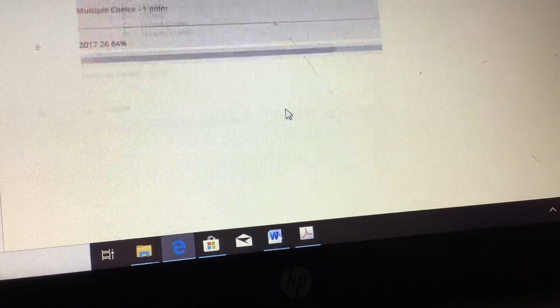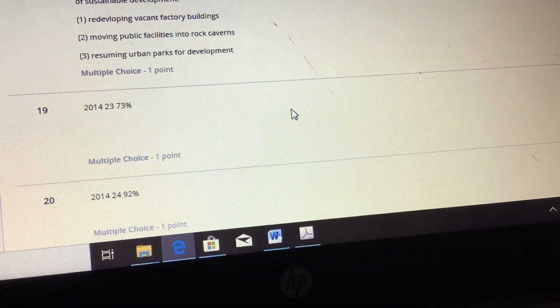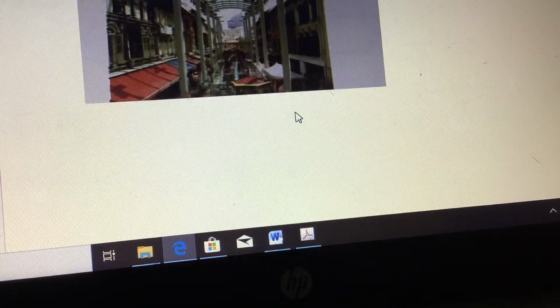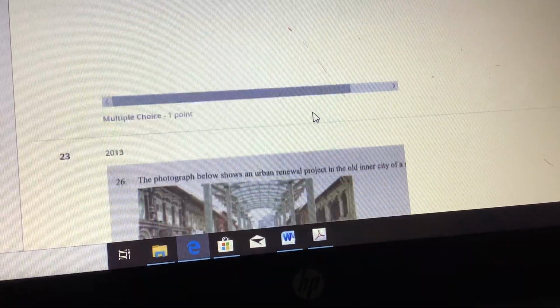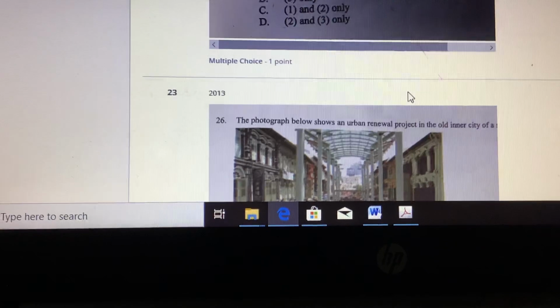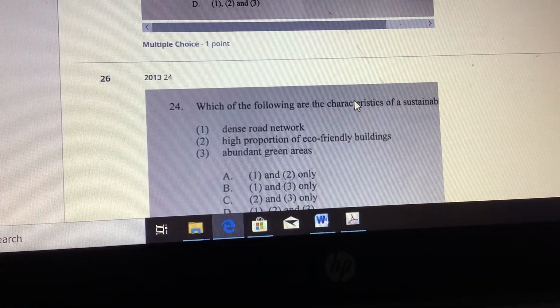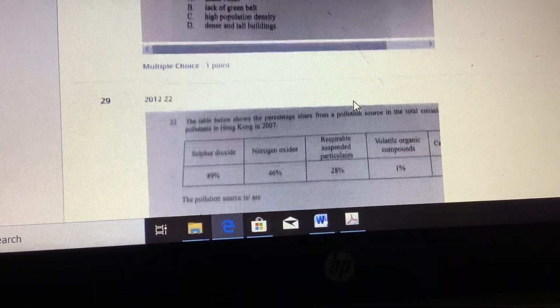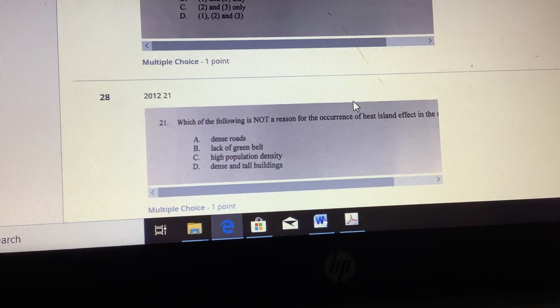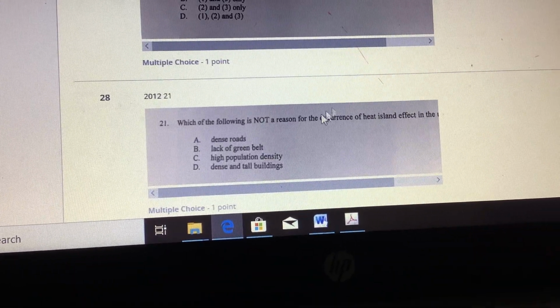Okay, let's get back to there. Wait a minute. I don't know why I speak so fast for this Schoology. Okay, maybe as a former town planner, I am more familiar with the stuff about cities.